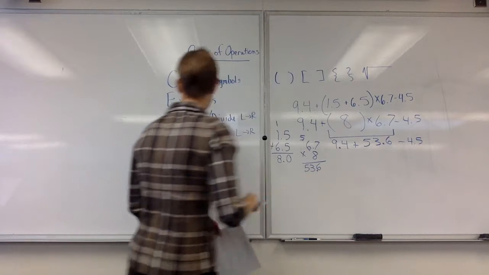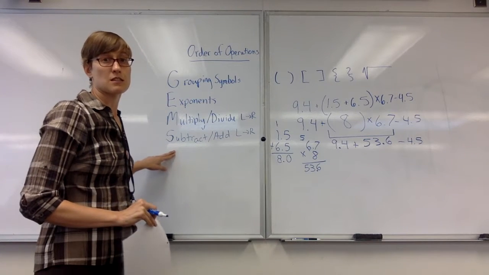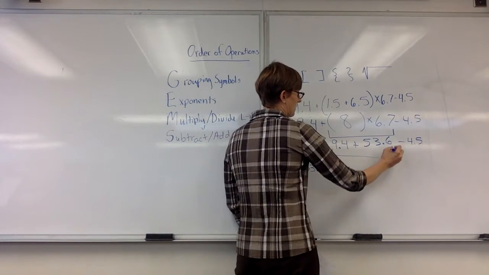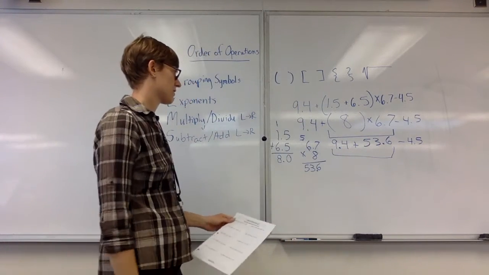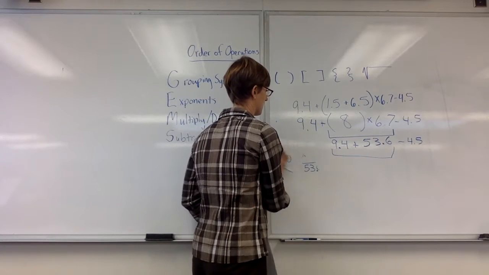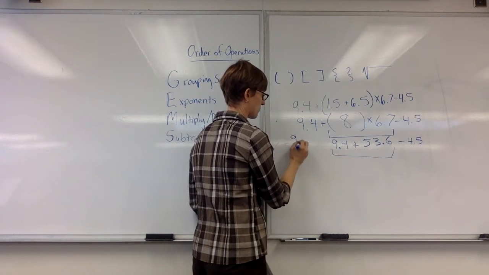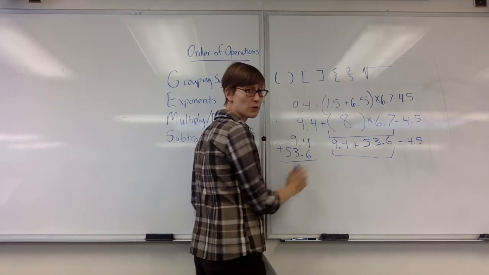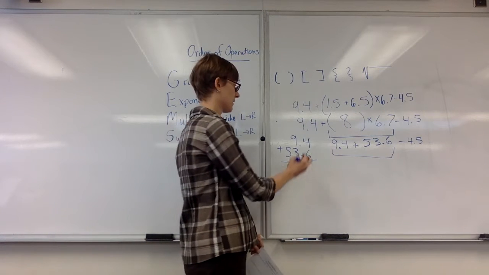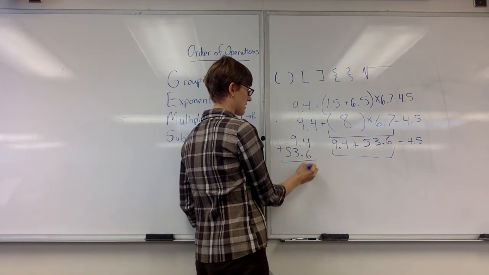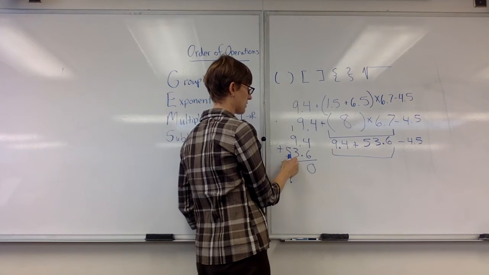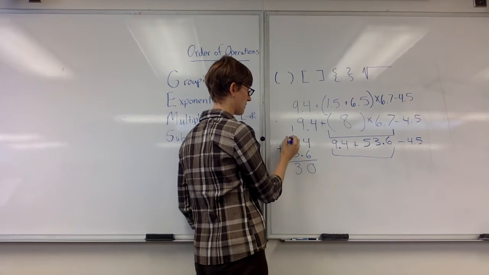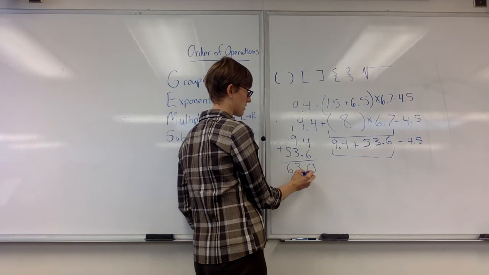My next step then is I'm going to add and subtract left to right. So notice that's different than the order it says here, but these two go together in the same step. So I'm going to start with adding 9.4 and 53.6. I'm lining up my decimal points because that's what I do when I add. 4 plus 6 is 10, put down the 0, carry the 1. 9 plus 3 plus 1 is 13, put down a 3, carry the 1. 5 plus 1 is 6. And my decimal I bring straight down.